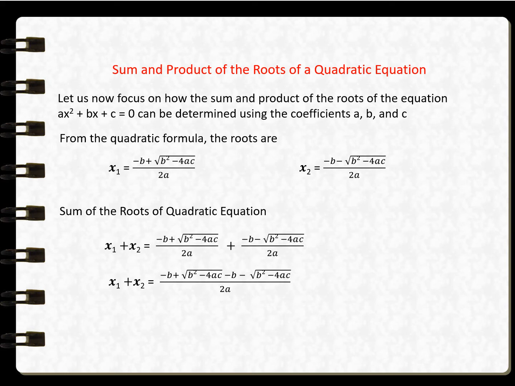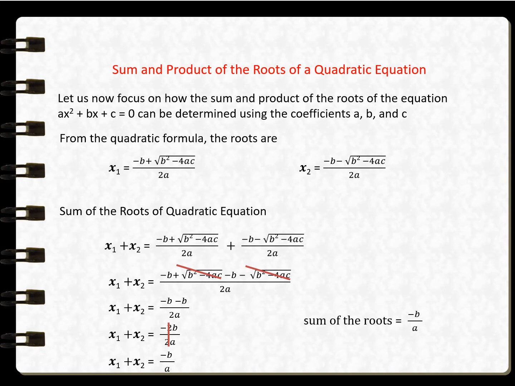Pagsamahin natin sila. And then, now, we can cancel the square root of b squared minus 4ac, yung plus positive yung isa negative. So, magkapareha sila but unlike sign, so cancelled na sila. Ang matitira dyan is negative b minus b all over 2a. Simplifying that, we get negative 2b all over 2a. Cancelling 2, the result will be negative b all over a. So, the sum of the roots is equivalent to negative b all over a.